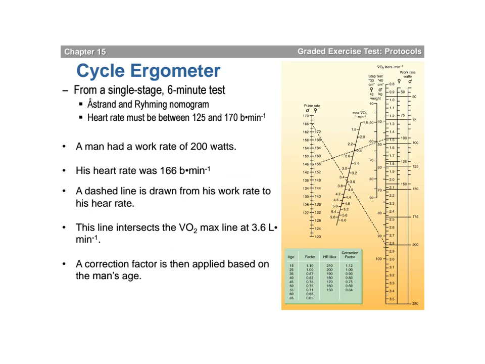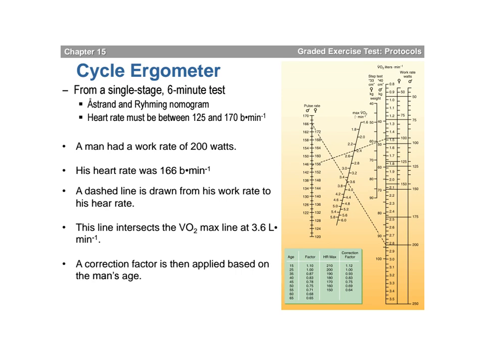There's another test, which is quite an interesting one. This is a single stage test. So instead of having 2 or 3 stages, this is a 6-minute test. It was developed by Astrand and Rhyming, and it's called a nomogram, or at least this graphical presentation of the test is called a nomogram. And it relies on the idea that the heart rate must be between 125 and 170 beats per minute. So you need that. That's one requirement.